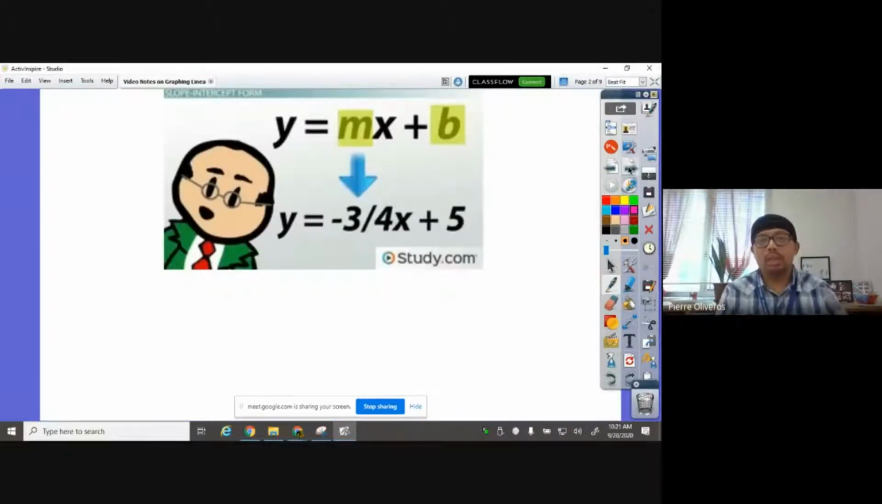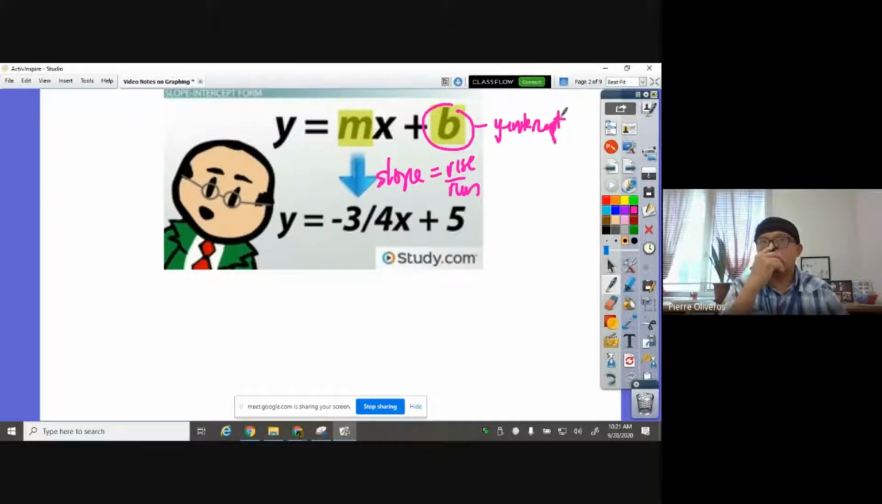Slope intercept form is in the form y equals mx plus b, wherein m stands for your slope. Slope is your rise over run, and b here is your y-intercept. Y-intercept is the point that passes through the y-axis. If you're given an equation y equals negative 3/4 x plus 5, in the beginning you will see that the y is by itself, and the number beside x is negative 3/4. Therefore, that's your slope, and the negative 3 is your rise.